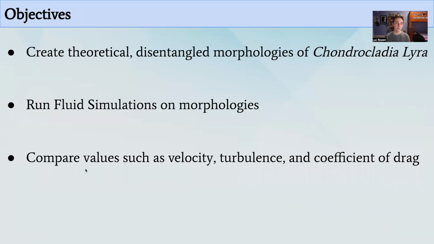My objectives for this project were to create theoretical disentangled morphologies for the Chondrocladia lyra, which consist of a solid rectangular, solid slant, non-solid rectangular, and non-solid slant, where I disentangle the features I had referenced in my background, and then to run fluid simulations on the morphologies, and then from that compare values such as velocity, turbulence, and coefficient of drag to gain insight into how their structures may be affecting the fluid flow around them.